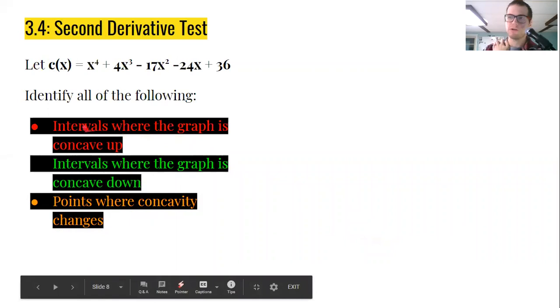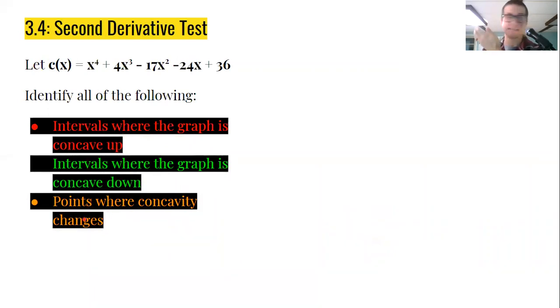So we're going to focus on these three first. In order to do all this, we need to figure out what the second derivative of c of x is. So there's the first derivative, just a bunch of power rule.